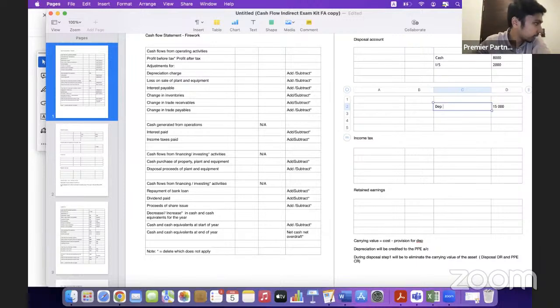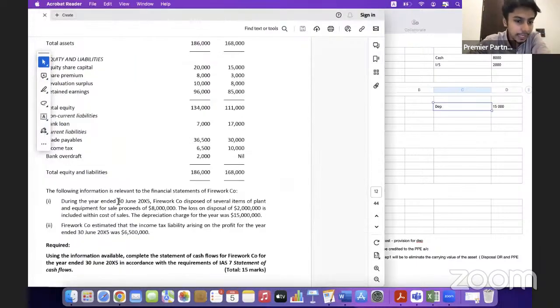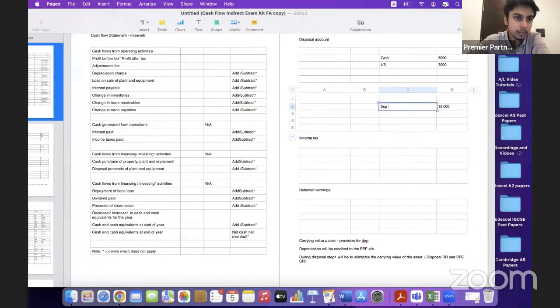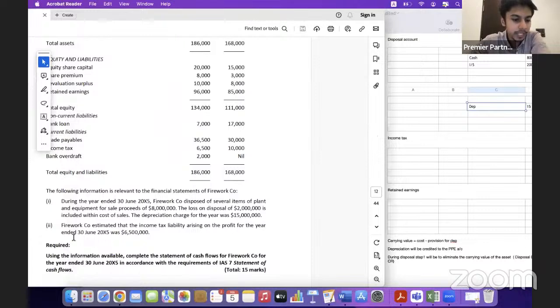Can you check with the 3 numbers that I have marked so far, the 8 million, the 2 million and the 15 million inside my T accounts. Are you clear with that part? Any doubts that you're having so far? Check and see. Okay, seems like you all are okay with that. So no doubts. Okay, next one.